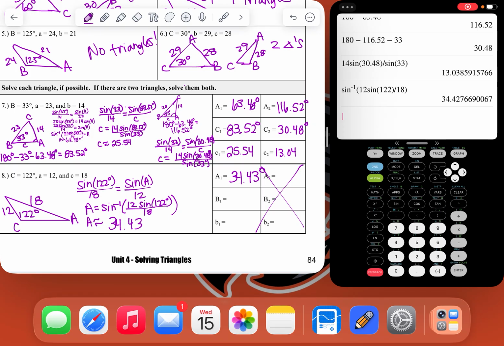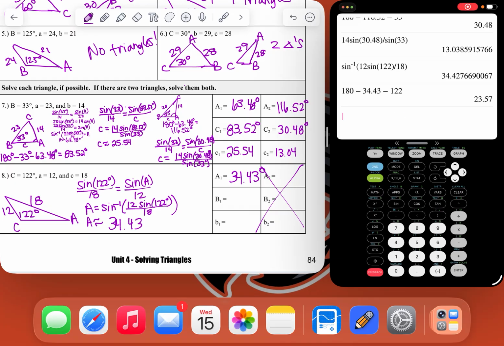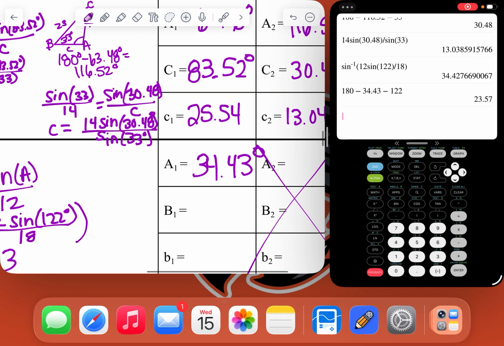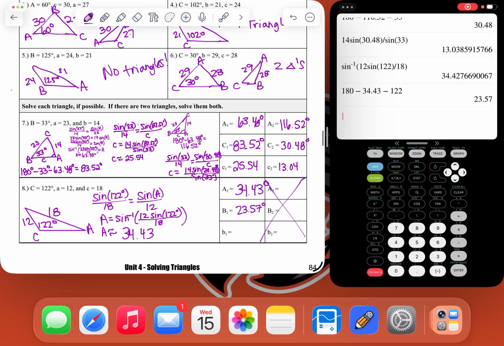So then we can do 180 minus 34.43 minus 122 gives us 23.57 for angle B. And now we can use that to find side length B.